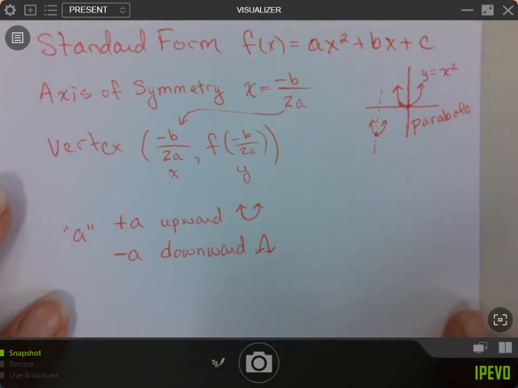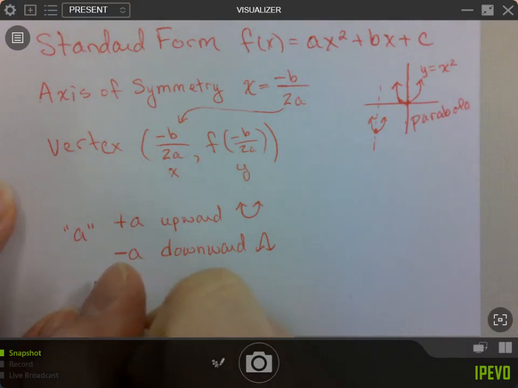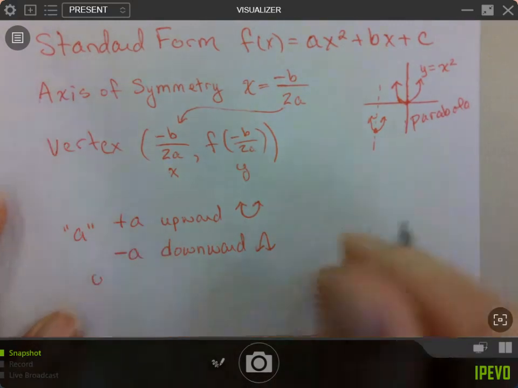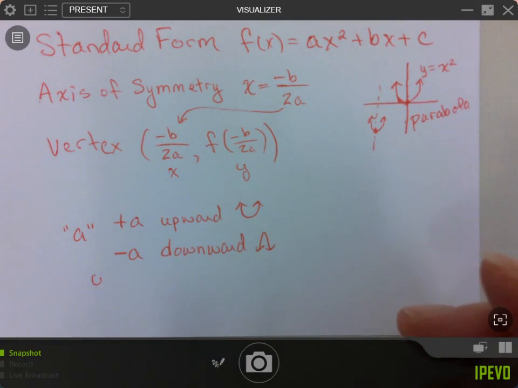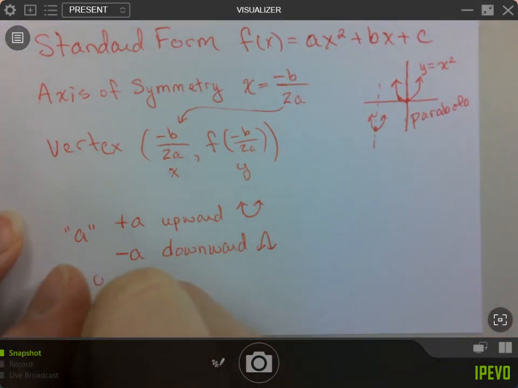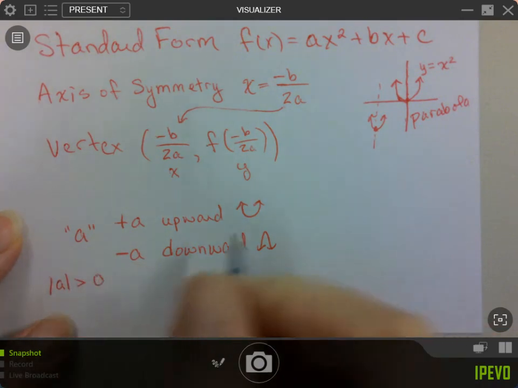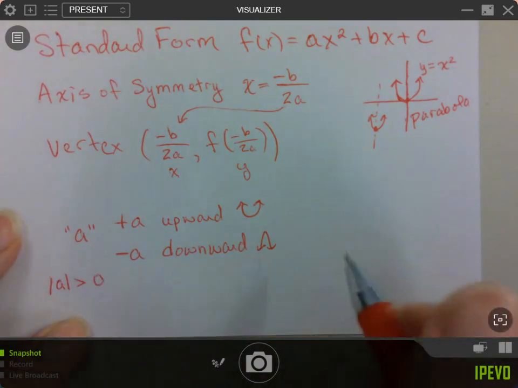All right, what else does a do? We really focused on it before, but we haven't focused on it as much recently. It makes it wider or more narrow. It's that stretch, a vertical or horizontal stretch. Let's say if the absolute value of a is greater than 0, then you're going to have a vertical stretch.